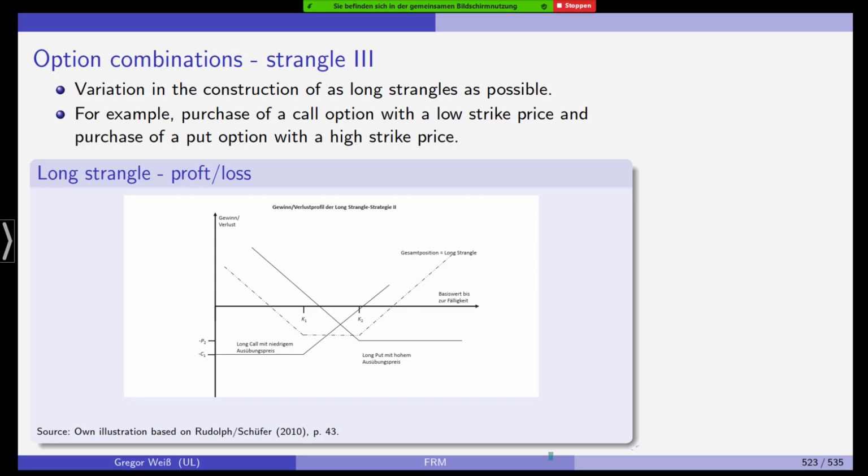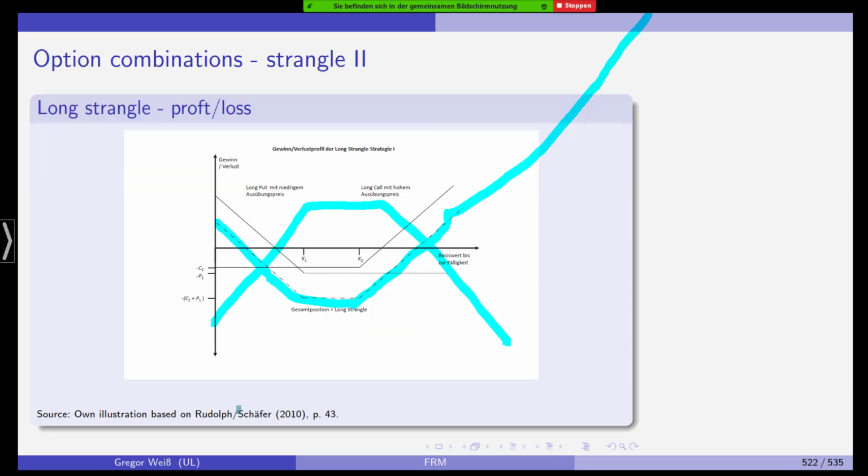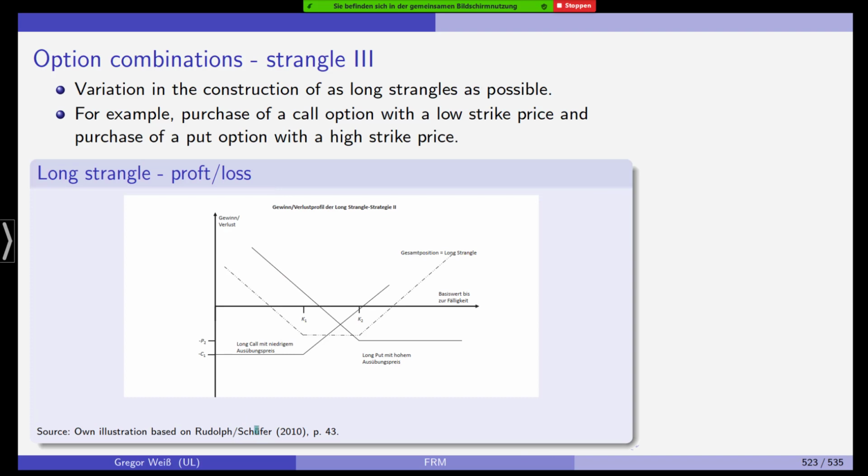Okay, and then the long strangle, also the same. This is a variation. For example, you purchase the call option with a low strike price, and you purchase a put option with a high strike price, and this is actually a combination. And there's a typo here, it's Rudolf and Schäfer, not Schäfer. Okay.